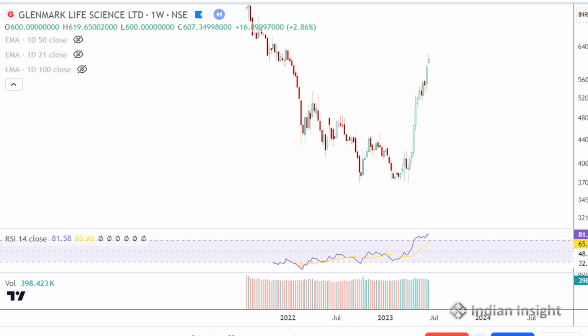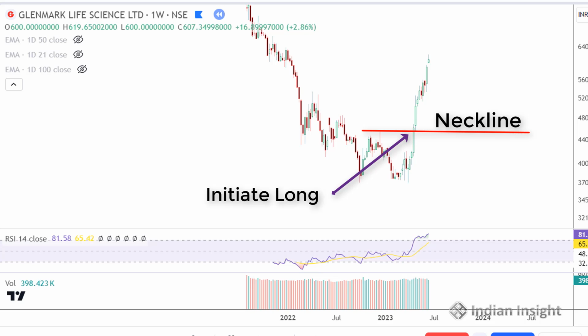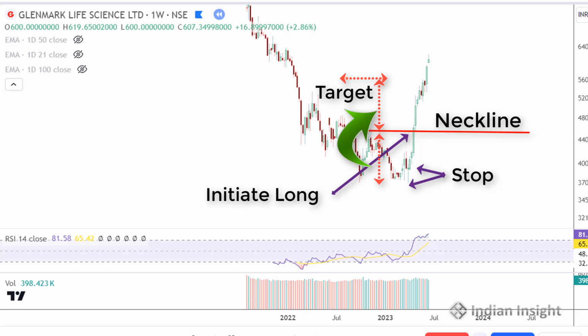In case of double bottoms, the neckline is the resistance level, and once the prices break above this level, one can initiate a long position. The stop loss can be placed below a swing low below this neckline. The target price is calculated by measuring the height of the formation from the neckline to the bottom and adding this height to the neckline price in order to arrive at the target price.